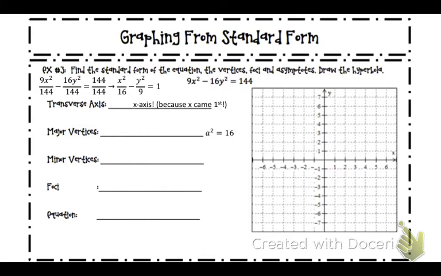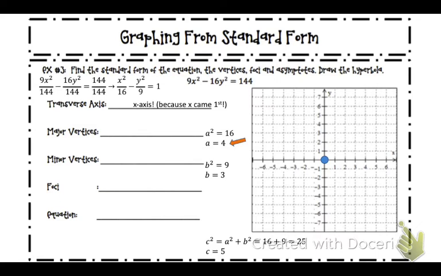Now my major vertices, let's find them. So my a squared is 16, which means a equals 4. My b squared is 9, which means b equals 3. And then we have c squared equals a squared plus b squared. So 16 plus 9, 25. So c equals 5. Now let's just plot everything we have. So my center's at 0, 0.